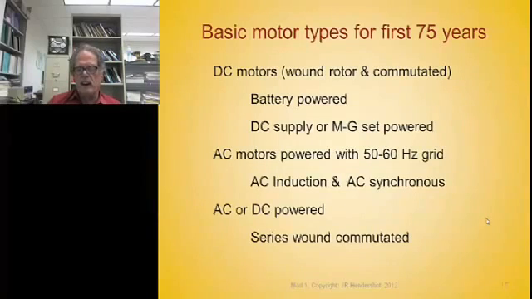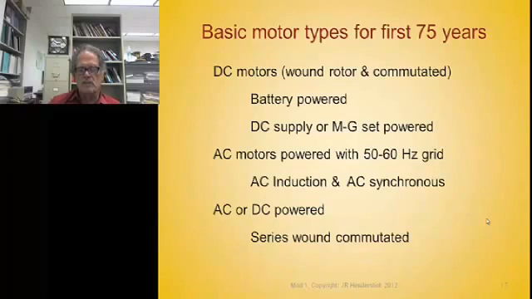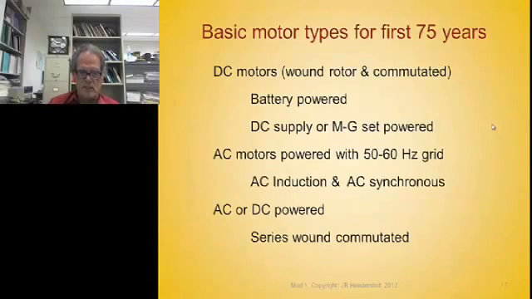But for the first 75 years of the last 150 years, motors were either powered by batteries or DC voltages from an MG set, motor generator set, or the other family of motors was powered off the AC grid. In the United States, the sinusoidal frequency of the three-phase power was 60 hertz. Most of the rest of the world was 50 hertz. And so we had two classes of motor that were powered by two different power sources. They were either AC or DC motors.